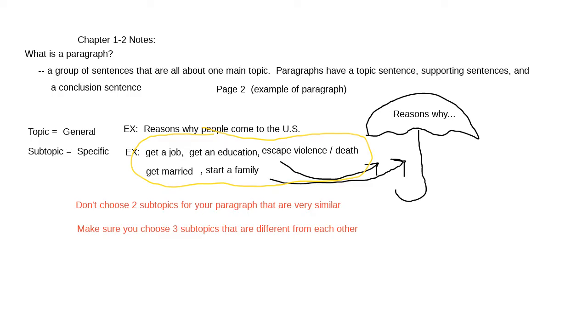So what I might do under my umbrella, I might choose start a family, and I might choose get a job, and maybe either get an education or escape violence, because those are all different from each other. Okay? So what you do is you pick 3 of the best ones, 3 that are very different from each other.